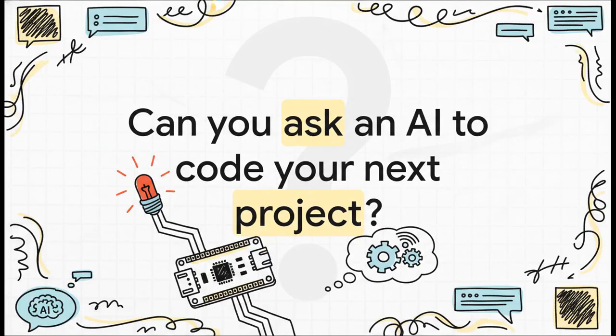All right, so let's jump right in. We're going to build something pretty cool. A web-controlled LED using an ESP32. But here's the catch. We are not writing a single line of code. Nope. Our coding partner for this whole thing is going to be ChatGPT.